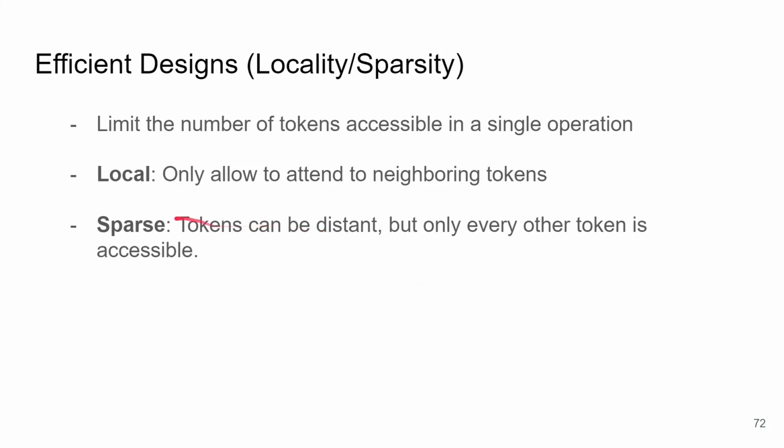So first of all, we have the locality or sparse approaches. The local one is going to allow attending only to neighboring tokens, so each token is only allowed to look at a set of neighbors. And the sparse one is going to allow looking at distant tokens, but not all of them. So maybe every other 2 or every 3 tokens I can attend.